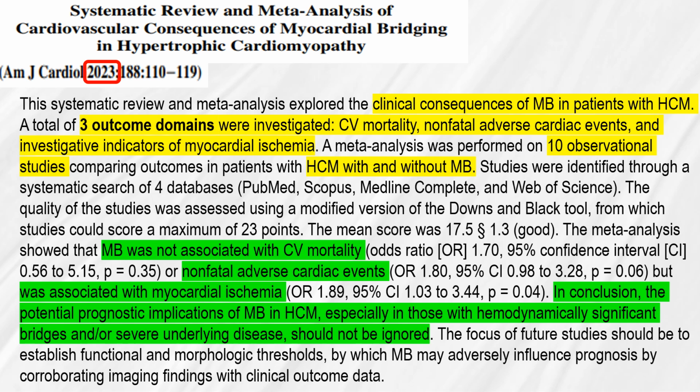In order to answer the question regarding prognosis in patients with HOCM and myocardial bridge, a 2023 meta-analysis was done, including 10 studies. Myocardial bridge was not associated with more increase in cardiovascular mortality or non-fatal cardiac events, yet associated with more myocardial ischemia. In conclusion, there is potential prognostic implication of myocardial bridge in HOCM patients and it should not be ignored, especially in those with hemodynamically significant bridges.